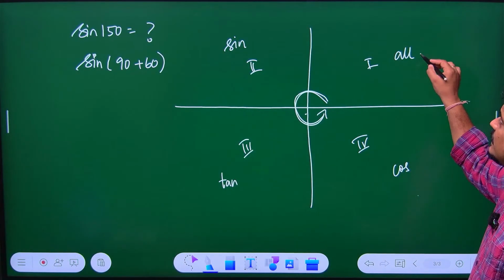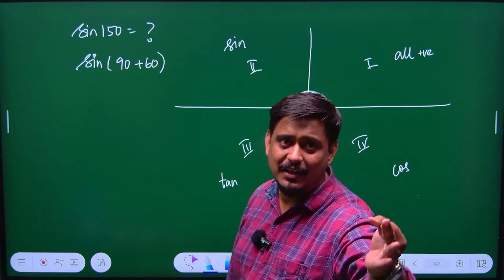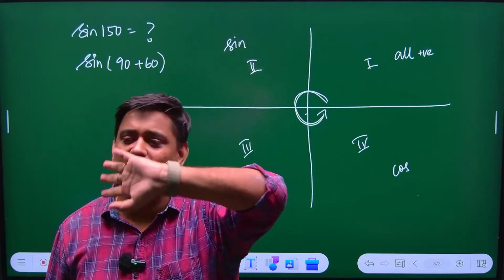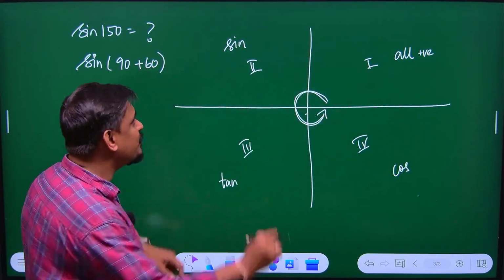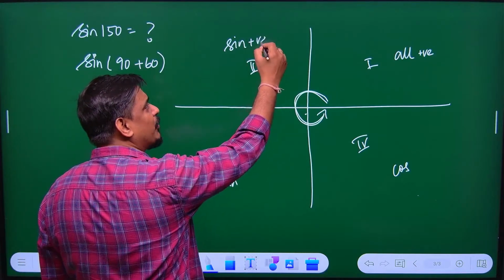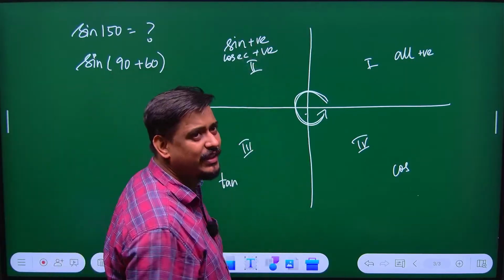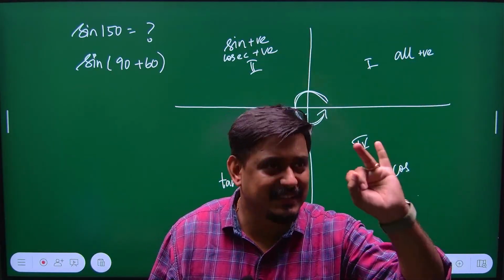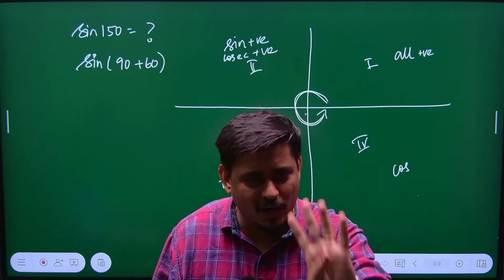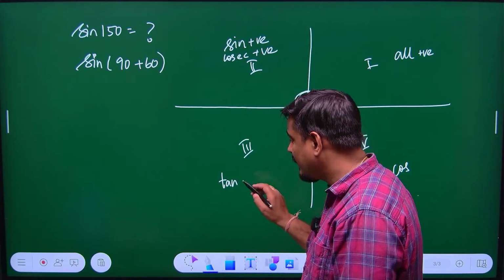All positive here. All positive means what all? Sine, cos, tan, cosec, sec, cot. All 6 ratios are positive here. Sine positive means only sine and its reciprocal. What is the reciprocal? Cosec. So only sine and cosec are positive here. Rest everything is negative. That is cos, sec, tan, cot. All 4 are negative. Here tan is positive.